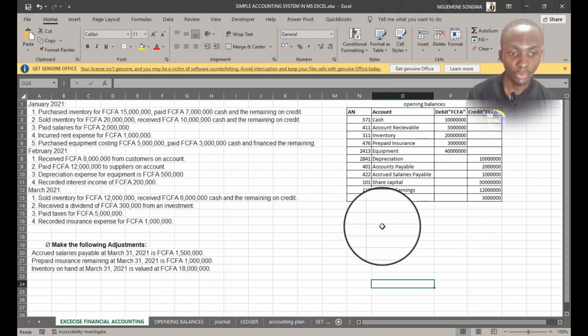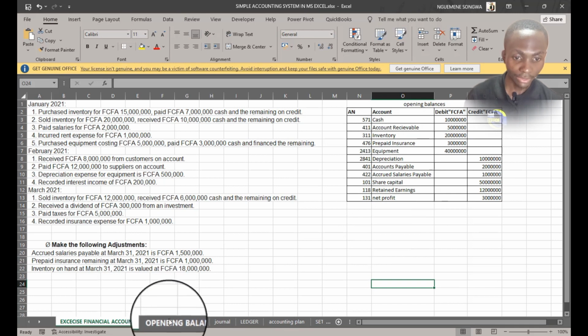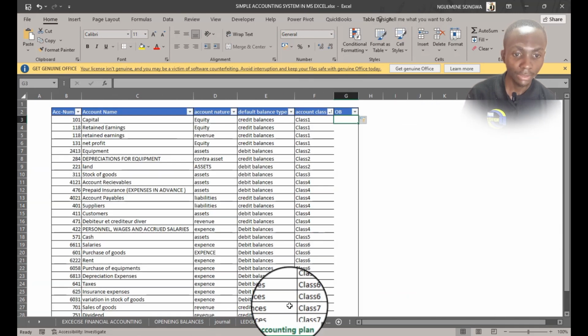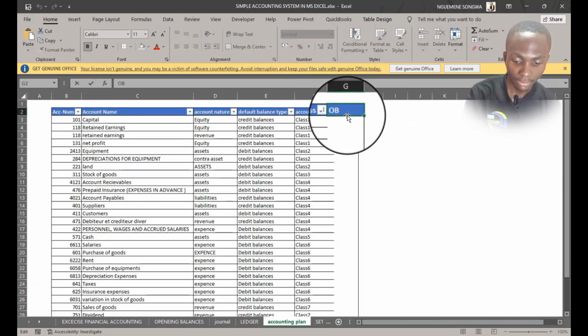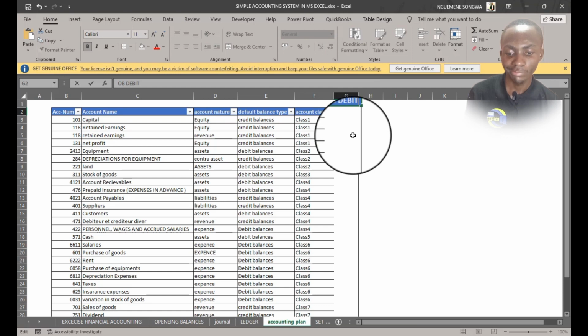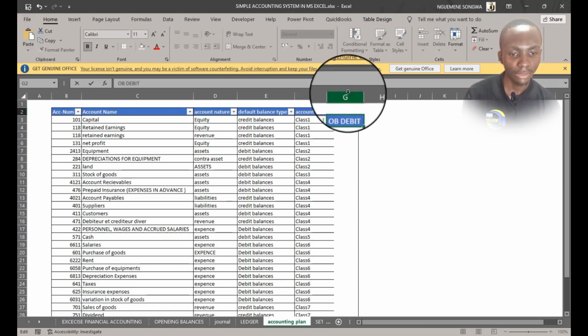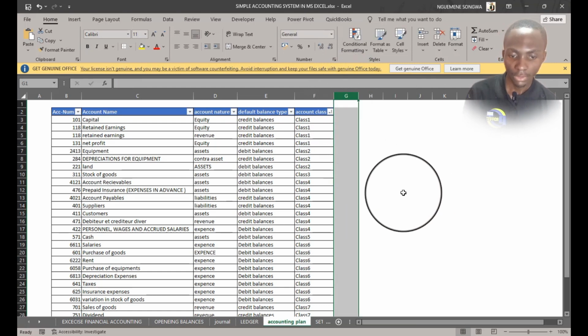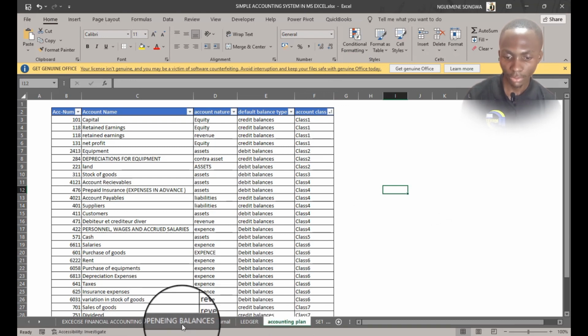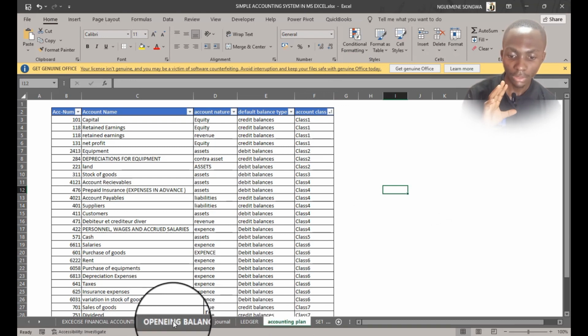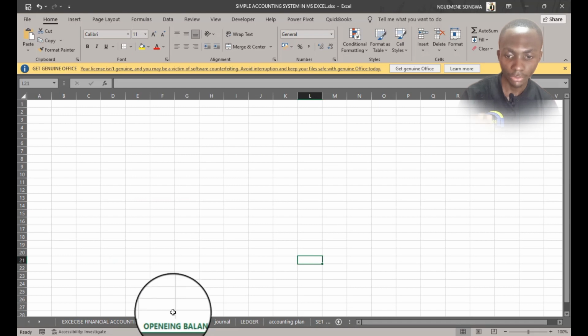But in that case, we will need the debited opening balance and credited opening balance. So I can just come here to the accounting plan, put opening balance debit and opening balance credit. Let me do it in some other way. I do not want to saturate my accounting plan with all of this. So I'm just going to do it at the level of the opening balance worksheet.